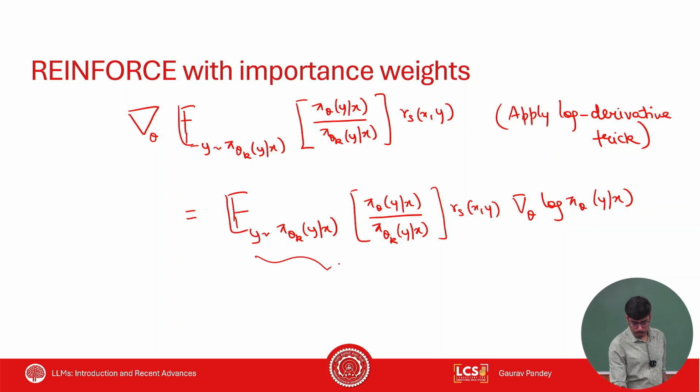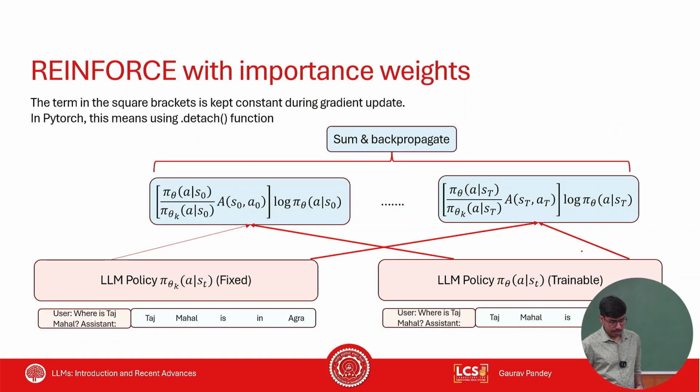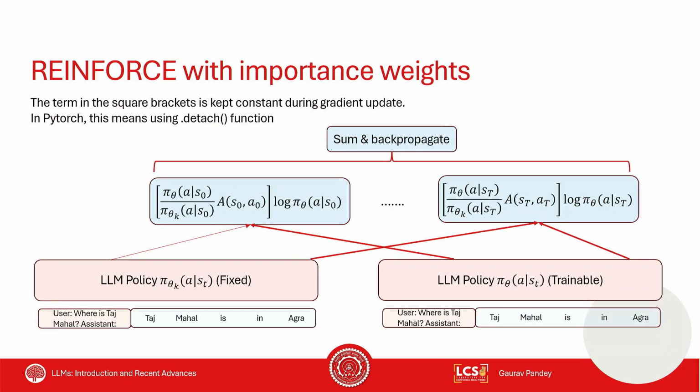If you have to implement this expression, the way you will implement it is this way. You will have an input and the output tokens, and you will feed the generated tokens as well as the input to both policies: the fixed policy, which is fixed, and the trainable policy, which is trainable. You will get the importance weights and multiply them with the advantage. Although I wrote reward earlier, you can use the advantage wherever the reward is written, and you can sum up those quantities and backpropagate. So this is your REINFORCE with importance weights.